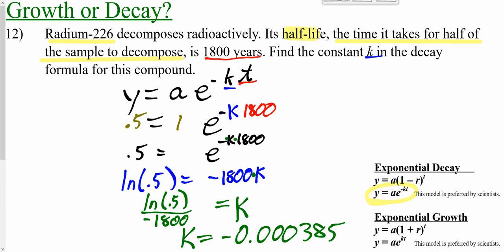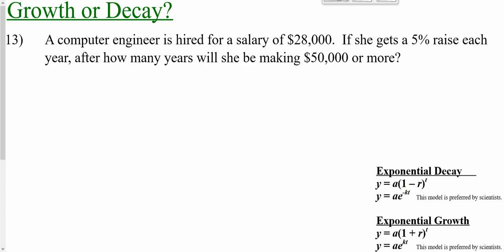So go ahead and take a look at this next problem here. We have a computer engineer with his salary. He gets a pay raise each year. We're wondering how long it's going to take before we get to 50,000. So we're definitely going up in value. I would say we're not dealing with anything scientific, so we're going to start out with growth for non-scientific.